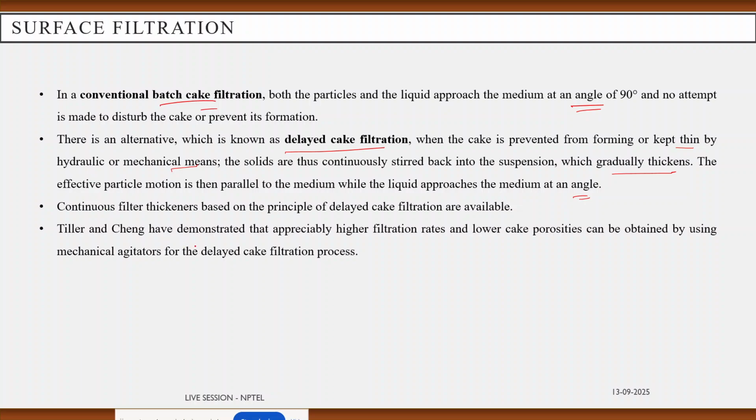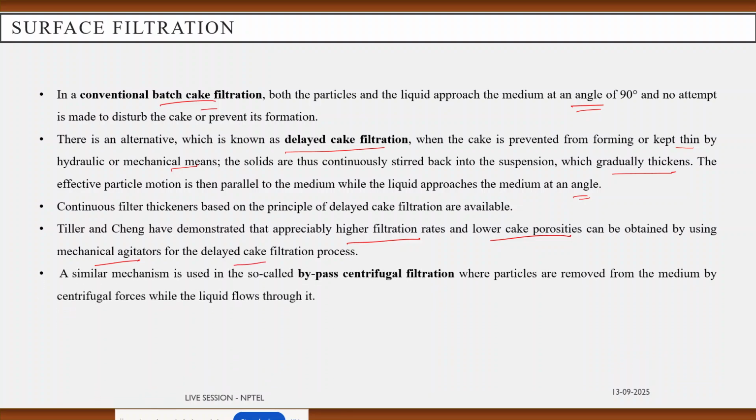Tiller and Cheng have demonstrated that appreciably higher filtration rates and lower cake porosities can be obtained by using a mechanical agitator for the delayed cake filtration process. A similar mechanism is also used in the so-called bypass centrifugal filtration, where the particles are removed from the medium by using centrifugal force while the liquid flows through it. This centrifugal filtration process we will also discuss in an upcoming slide.